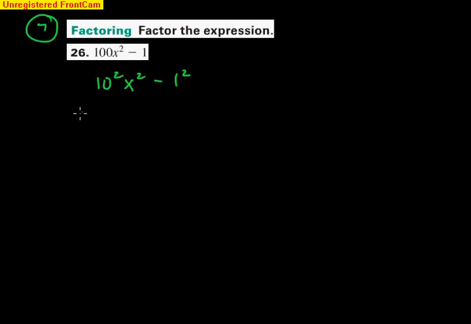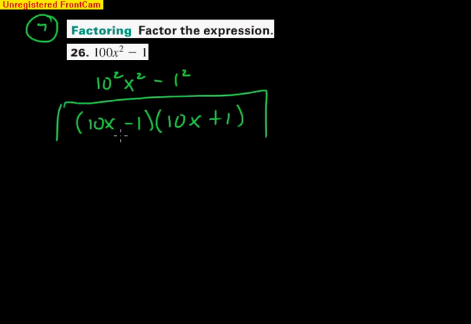Now, when you have 2 things squared, they go together. 10x minus 1. And because you notice there's only 2 terms, that middle term is gone, it's because the signs are different. 10x plus 1. And there's the factor. Boom, done.